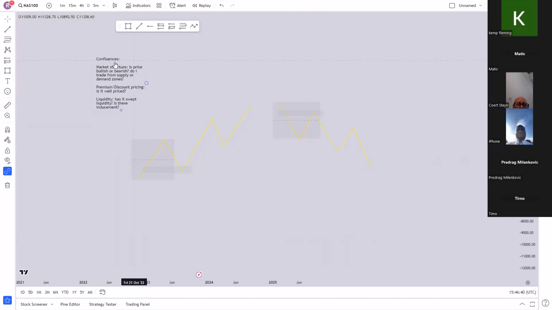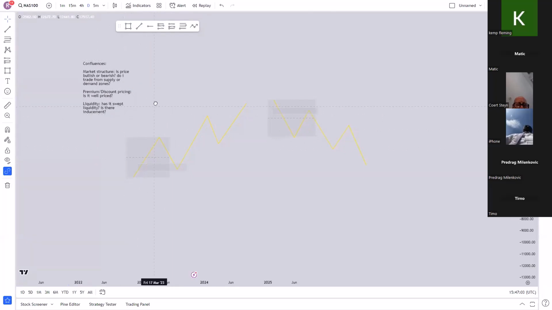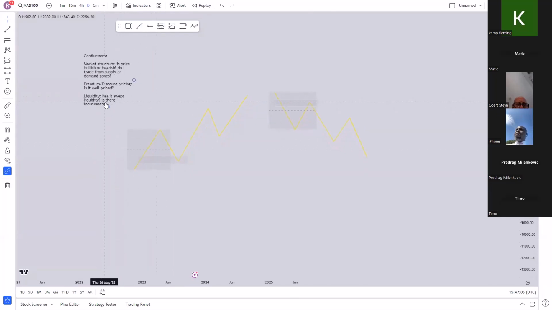Okay. So yes, first two confluences that we've done. Market structure, is price bullish or bearish? We're bullish in this sense. Do we trade from demand zones or supply zones? So again, if we're bullish, we trade from demand zones. Premium discount pricing, is it well priced? Yes, because we've got a demand zone within a discounted price. Liquidity. So this is the third confluence. Has it swept any liquidity, or is there inducement?